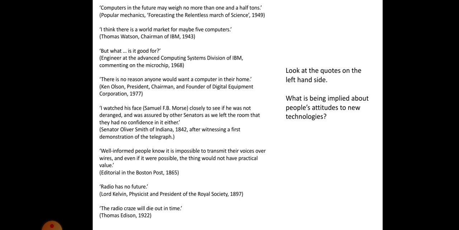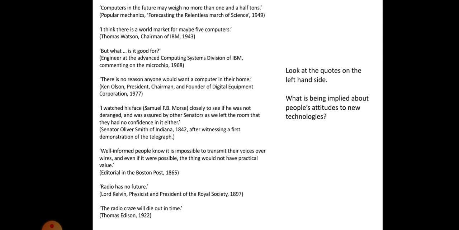So hopefully what you'd have noticed is that every time there's new technology, people are quite skeptical about its use, or maybe make predictions that are not true. So the earliest statement here says, I watched his face closely to see if he was not deranged, and was assured by other senators as we left the room that they had no confidence in it either, which was after witnessing a first demonstration of the telegraph.